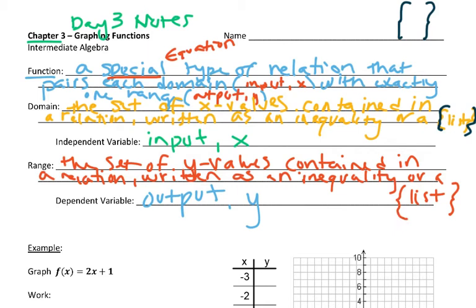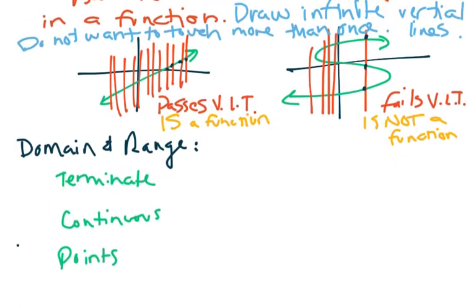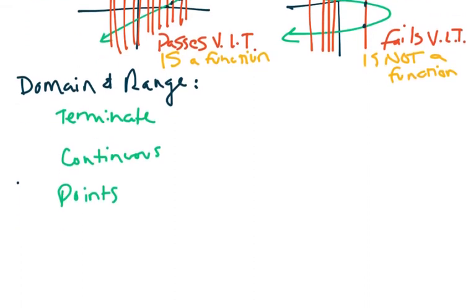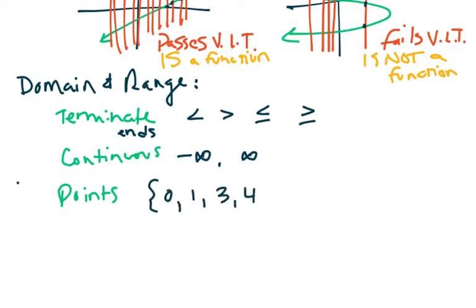Okay, so what does that mean? Well, if something ends up terminating, so it ends, for instance, you're going to end up using things that have a less than, a greater than, less than or equal to, or a greater than or equal to. If you have something that's continuous, you're going to end up using things like negative infinity and infinity. And if you have points, you're actually going to just start listing the values that the dots exist on.